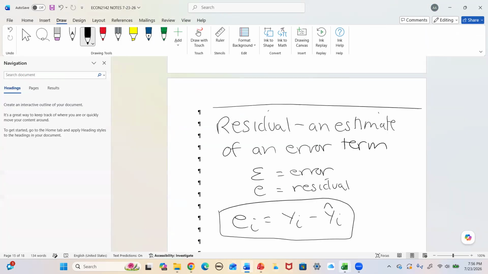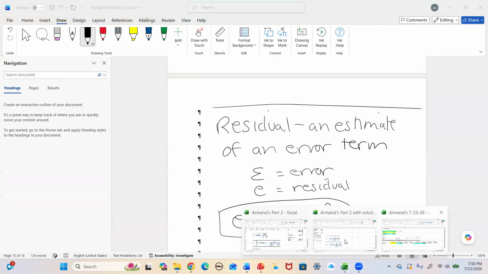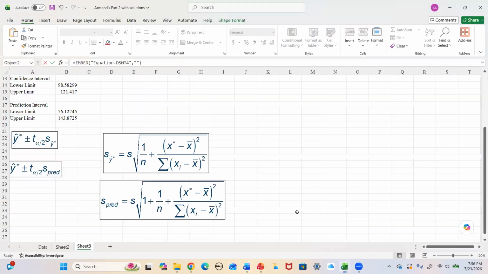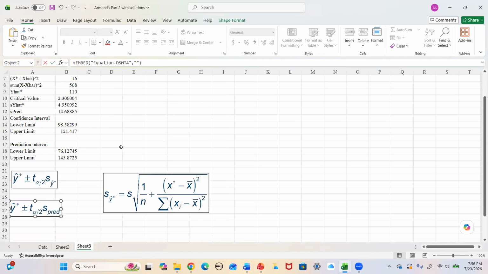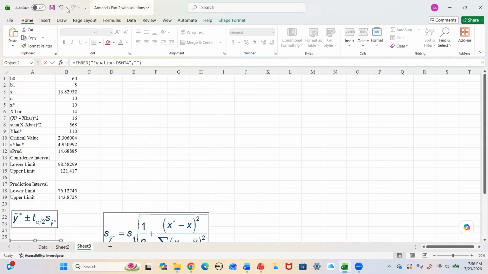By the way, we're done with this second Armand spreadsheet, so you can go ahead and send it over here. Luckily for us, the worst page is already done for us. You can go look at it and see if you want to use it for your assignments, but it's done, so you can send it over here.